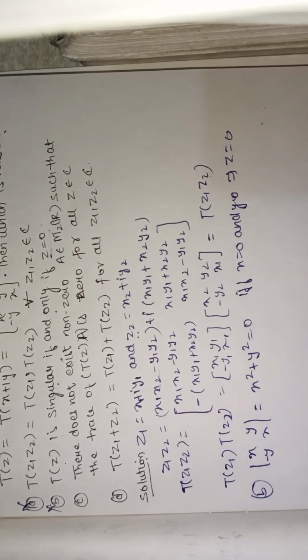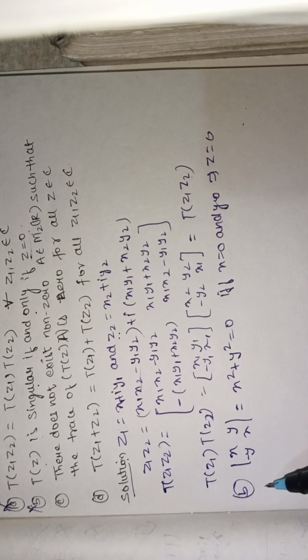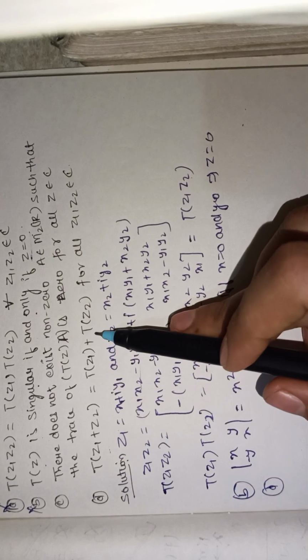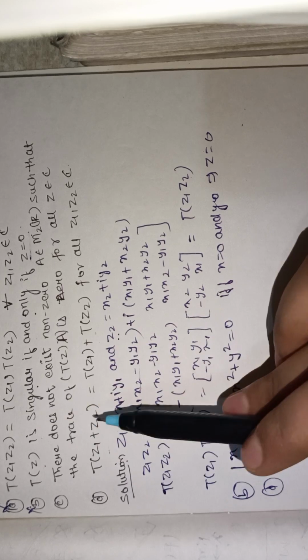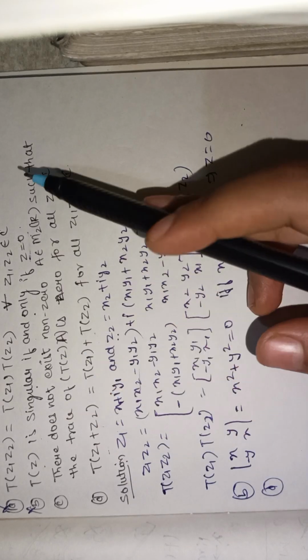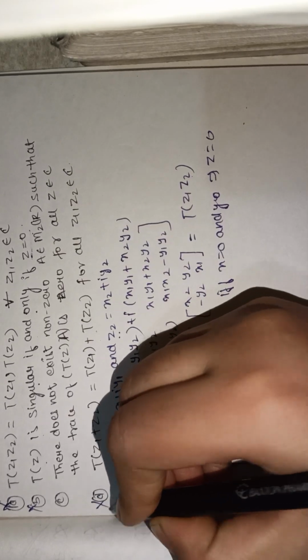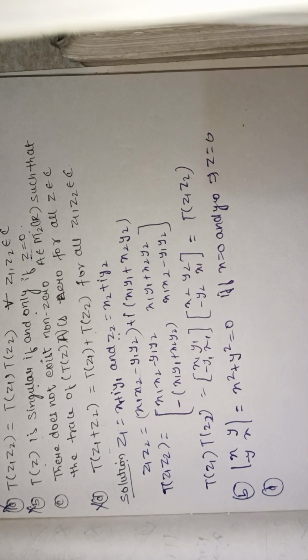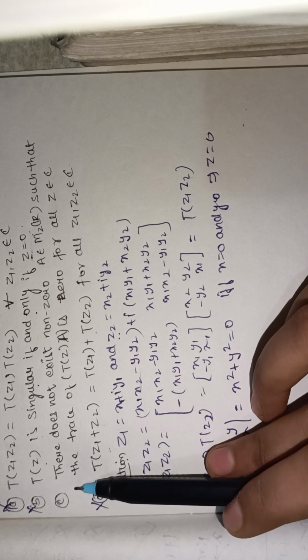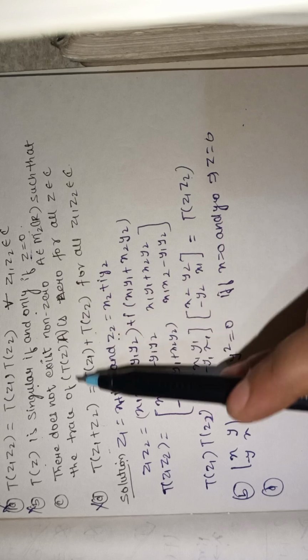Now next, if we see option D, this is the linearity of T(z). So by default this option is true. So this option is also incorrect because we have to find the false option. So the remaining option C should be the false one. Let's see why.